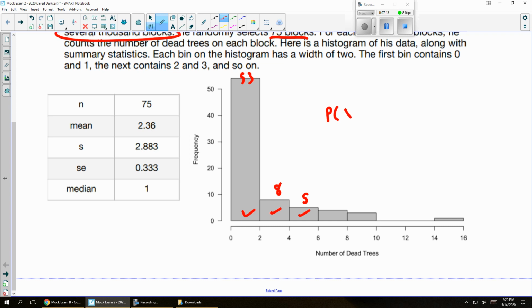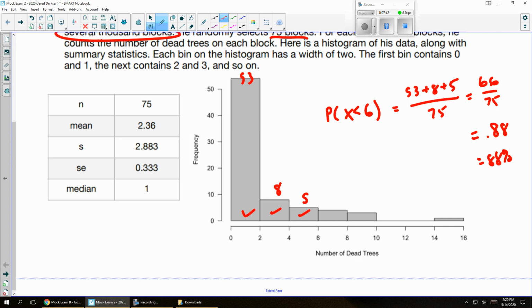So the probability that I would get something less than 6 is going to be 53 plus 8 plus 5 out of 75. My guess is this year you could leave it exactly like that, or you could add it up. That's going to be 66 over 75, or if you wanted to write that as a decimal, I don't think there's any problem with that. That's 0.88, or 88%. So about 88% of the blocks have 6 or fewer dead trees on them.